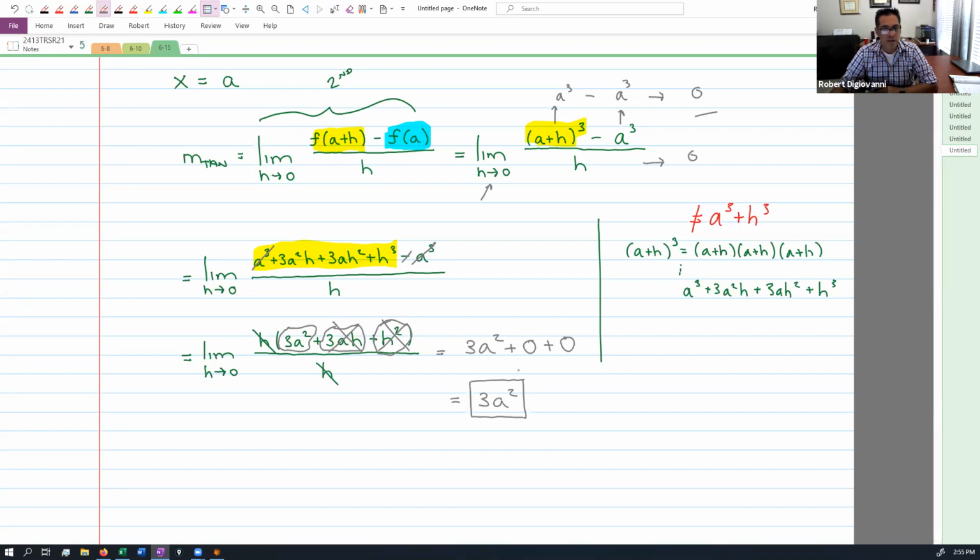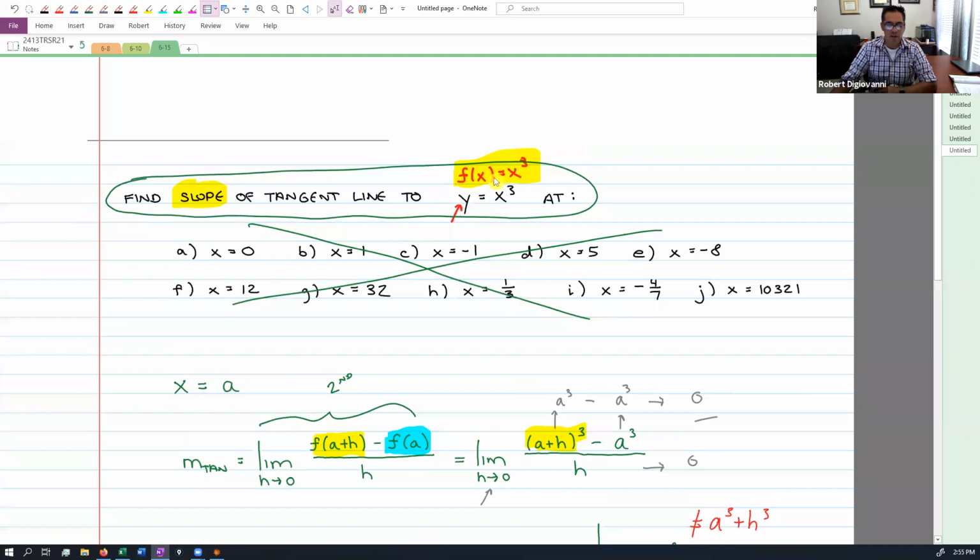This is a big deal, okay? Because what we're saying is that if you're looking at that specific function x cubed, and you want to know what the slope of the tangent line is at x equals a, well, I'll tell you what it is. It is exactly 3a squared. That's what the slope of the tangent line will be, right? So we got 3a squared.